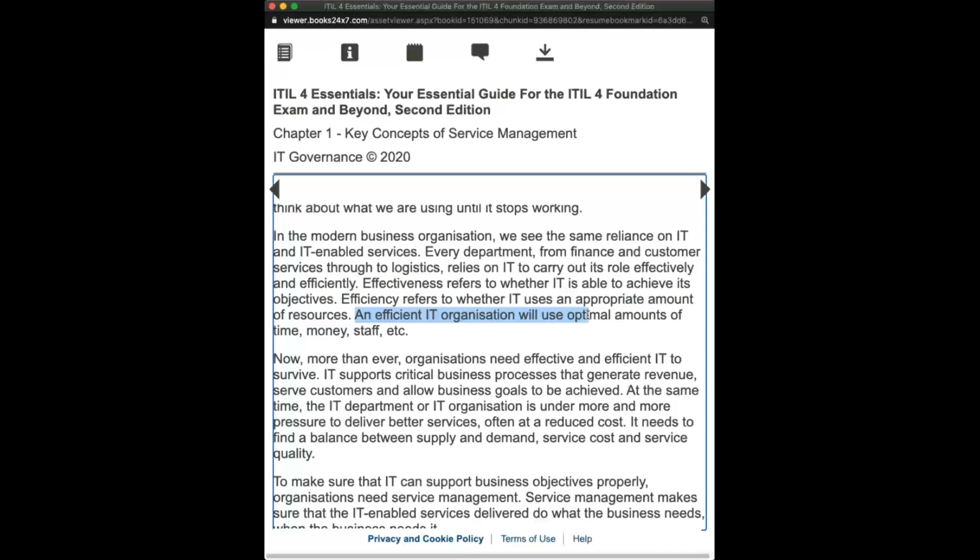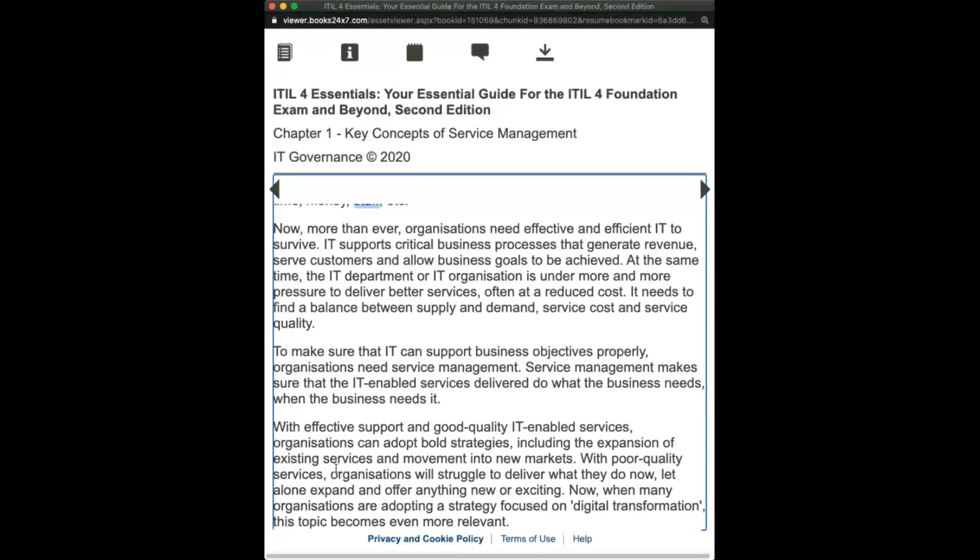Okay, and here we go. It did say here to use optimal amounts of time, money, staff, etc. So even the staff. Now more than ever, organizations need effective and efficient IT to survive, right? IT supports critical business processes that generate revenue, serve customers, and allow business goals to be achieved.